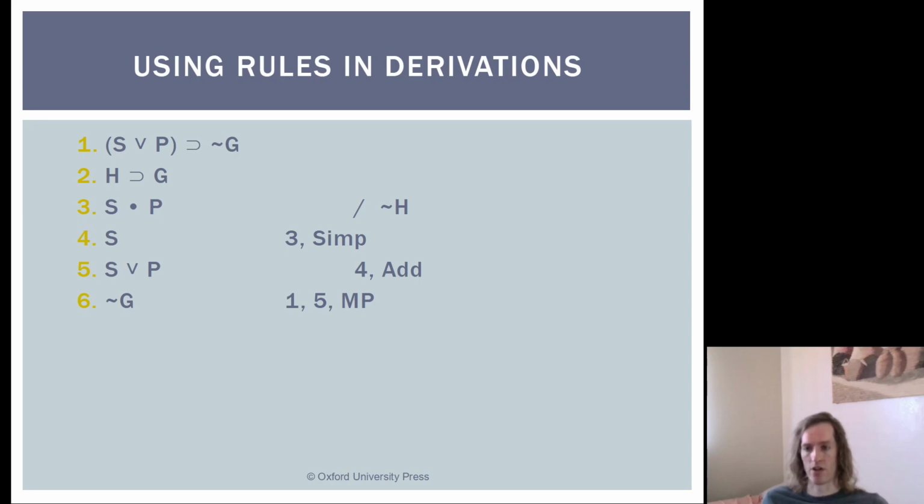we only needed to reference line 4 because we're just adding something to the entirety of line 4. But because modus ponens requires two things, one, it requires a conditional, and two, it requires a separate line that has the antecedent of that conditional, we need to reference both of those lines in any application of modus ponens.